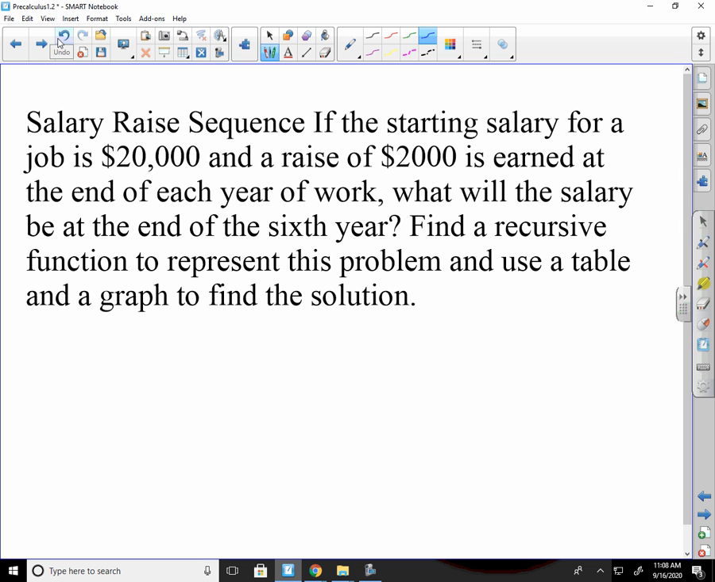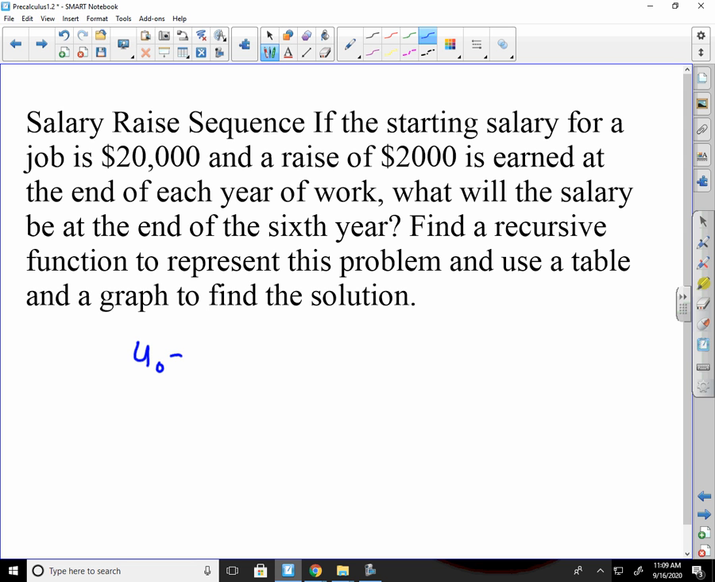Salary raise sequence. If the starting salary for a job is $20,000 and a raise of $2,000 is earned at the end of each year of work, what will the salary be at the end of the 6th year? Find a recursive function to represent this problem and use a table and a graph to find the solution. So this is kind of the same thing. If I'm starting this one, I don't want to start at u sub 1 because that's at the end of my first year and I'm getting my first raise.